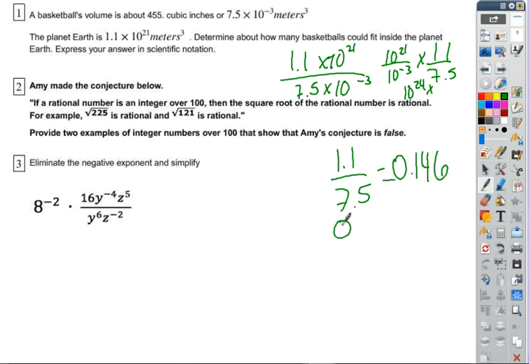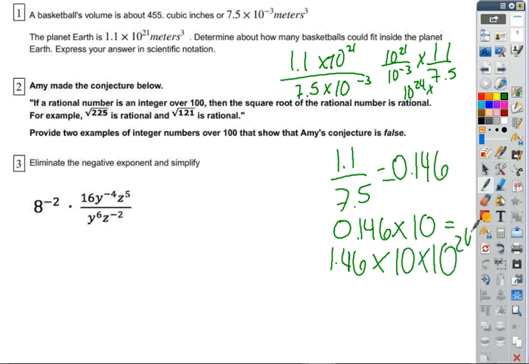So you have to do 0.146 times 10, which gives you 1.46. And then you have your 10 to the 24th. So then you have to multiply by your 10 times your 10 to the 24th. And because you're doing that, that gives you 1.46 times 10 to the 25th, because you add the extra exponent. Are there questions?